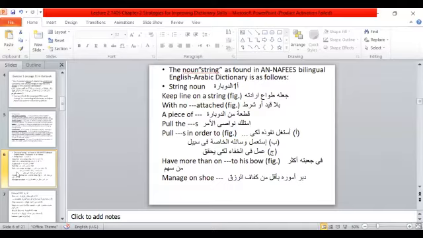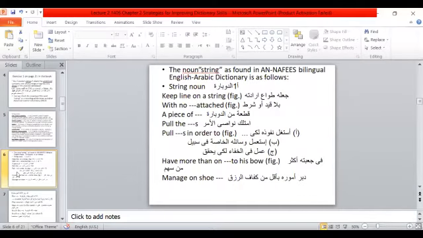All right, the noun string as found in the Nafis bilingual English-Arabic dictionary is as follows: string, and then the lexicographer gives the class category of the word. It is a noun, and the first meaning of string is al-dubara, and then he gives several collocations for the word string. Keep him on a string, جعله طوع إرادته. With no strings attached, بلا قيد أو شرط. A piece of string, قطعة من الدبارة.